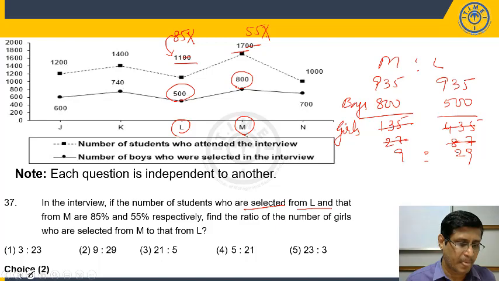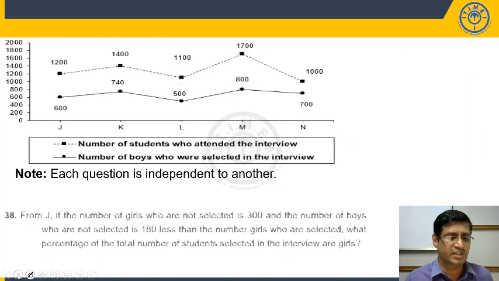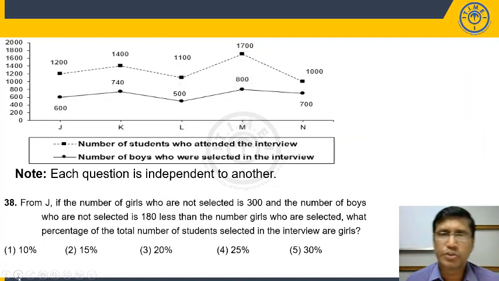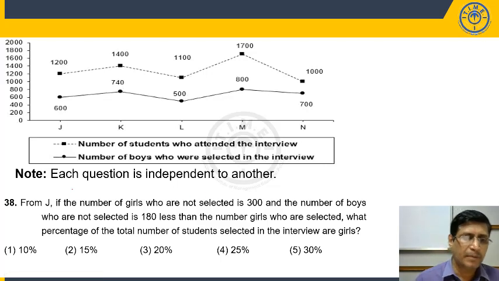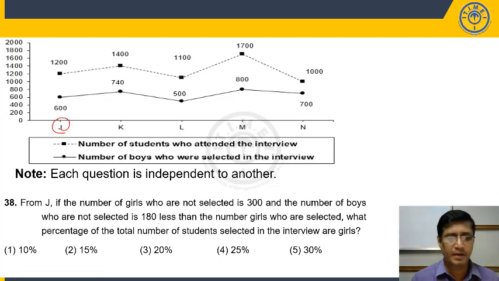Okay. Look at the next example on your screen. Question number 38. From the college J, the number of girls who are not selected is 300 and the number of boys who are not selected is 180 less than the number of girls who are selected. What percentage of the total number of students selected in the interview are girls?